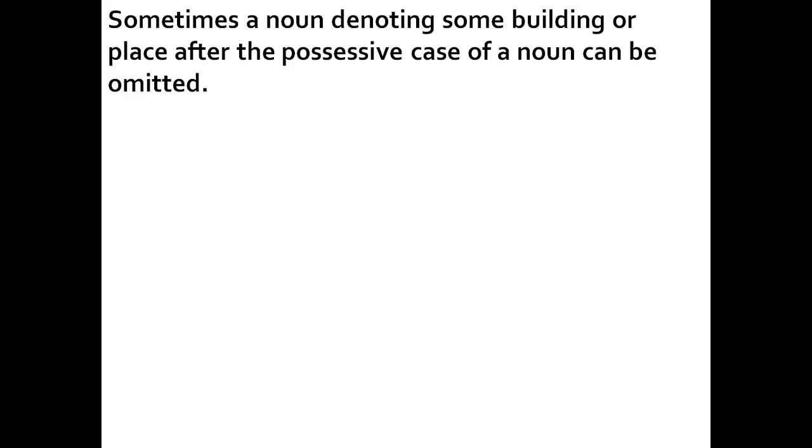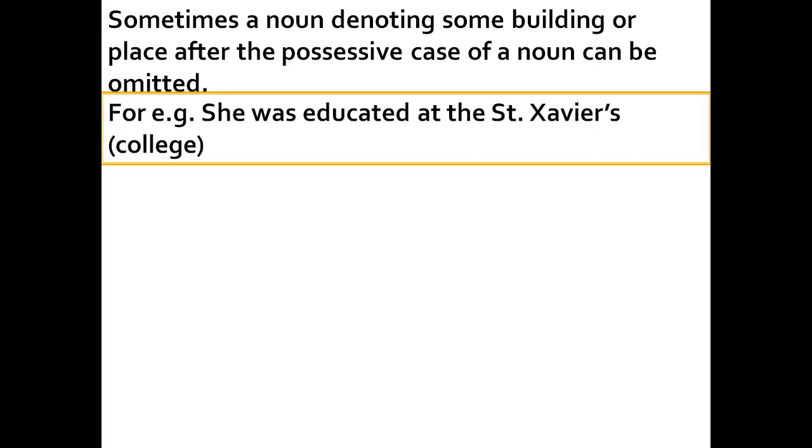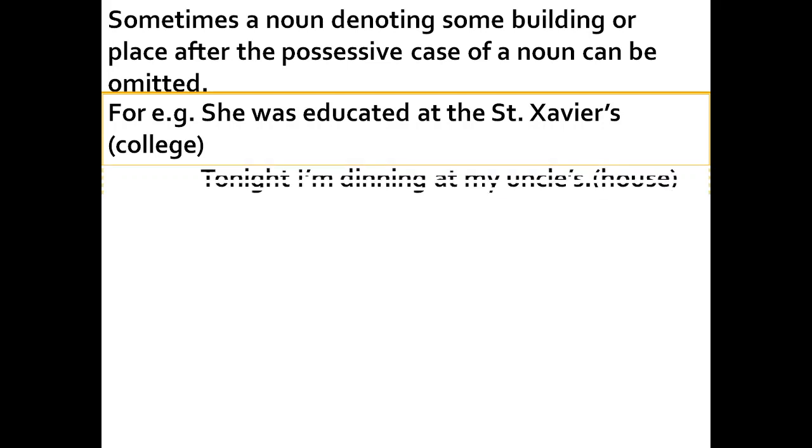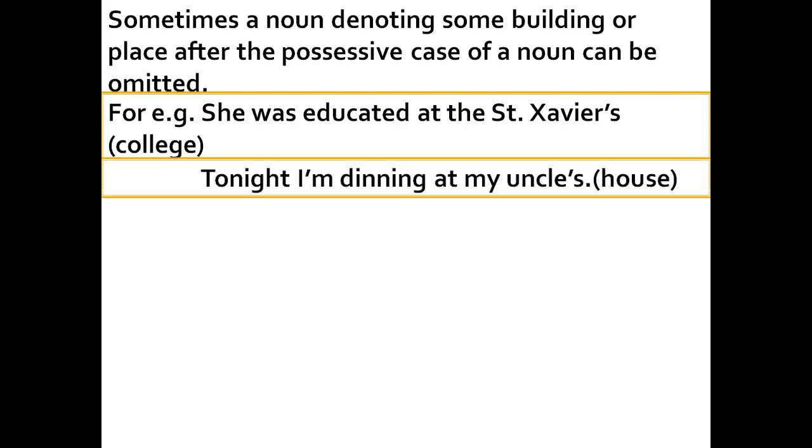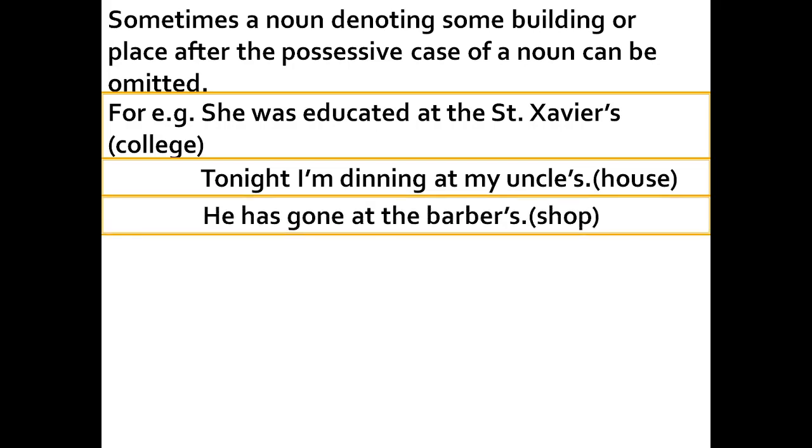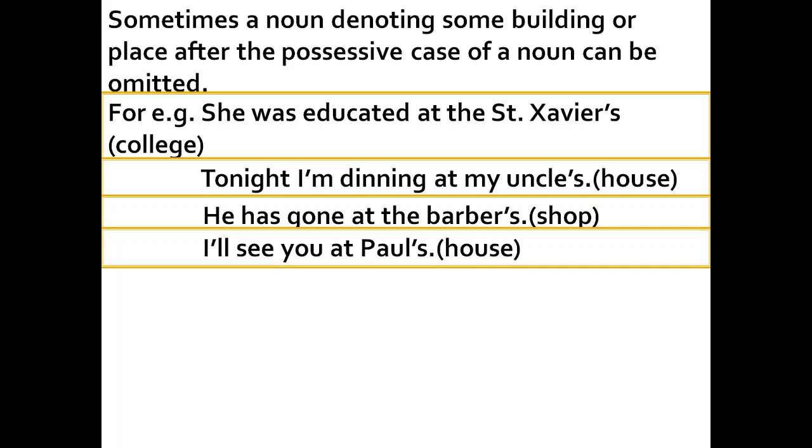Sometimes a noun denoting some building or place after the possessive case of a noun can be omitted. For example, she was educated at St. Xavier's. Tonight I'm dining at my uncle's. He has gone to the barber's. I'll see you at Paul's.